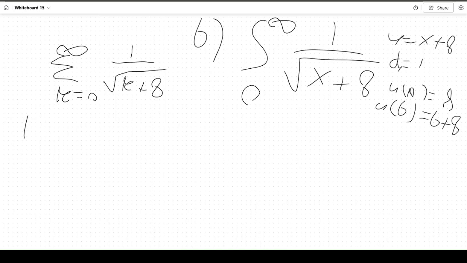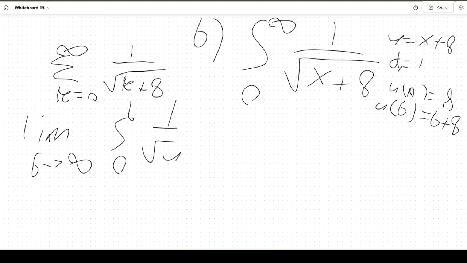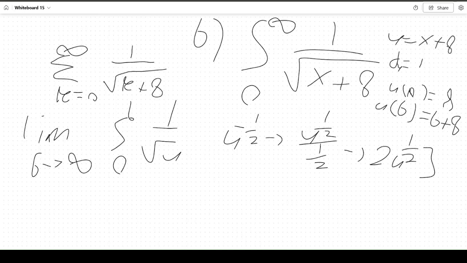And now we're going to take the integral. So this would be 1 over u, the square root of u, which is u to the power of -1/2. We can add one, so this would be u to the 1/2 over 1/2. Multiply by the reciprocal, that would be 2u^(1/2), from 8 to b plus 8.